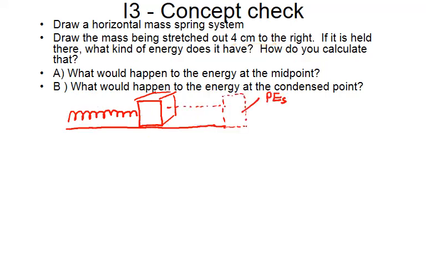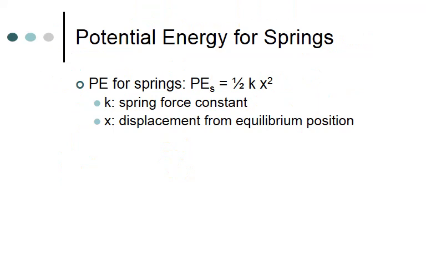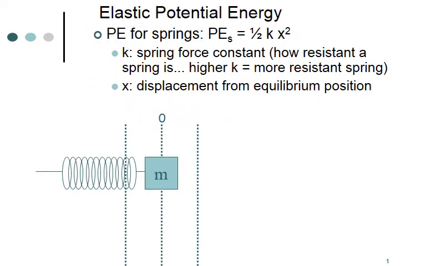Okay, so when it's stretched all the way over here, it's all potential energy, all spring potential energy, 1/2 kx squared. And the energy in the middle is all kinetic, right? No potential energy, the spring is not stretched or compressed. And then the energy at the all-the-way compressed point is, again, all potential energy, right? Because it's not moving there. The spring is compressed all the way. Again, it's spring potential energy, 1/2 kx squared, how we calculate that.